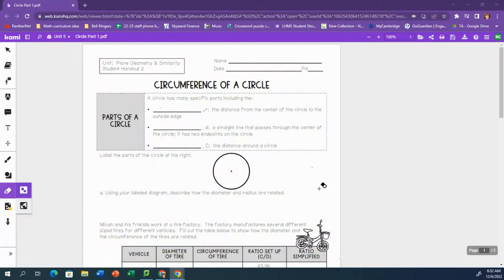Okay, I think this is going to work now. It took me a couple of tries this morning, but let's start with circumference of a circle.